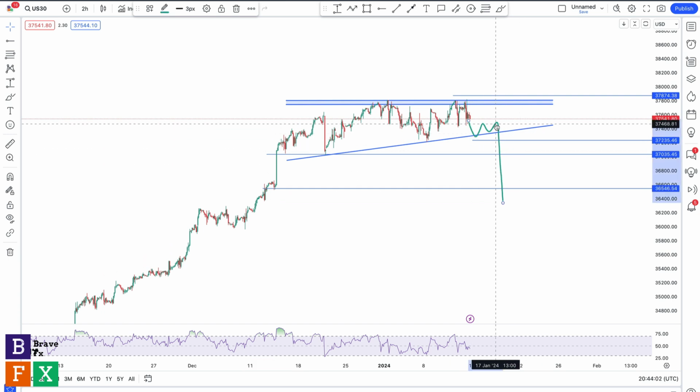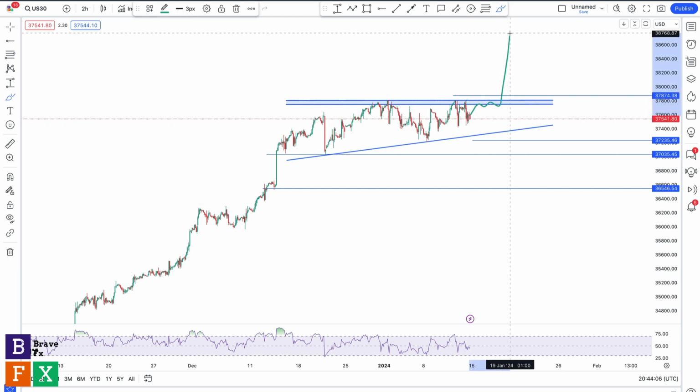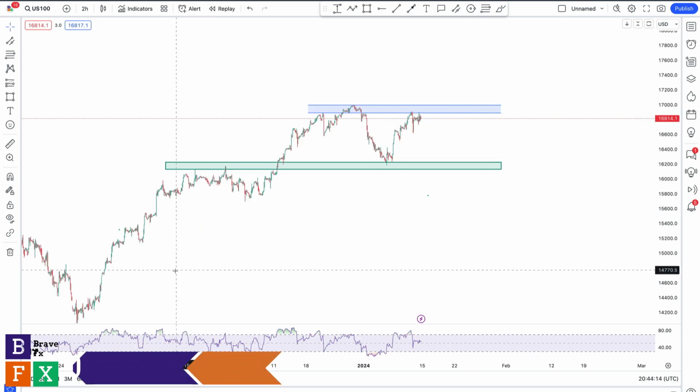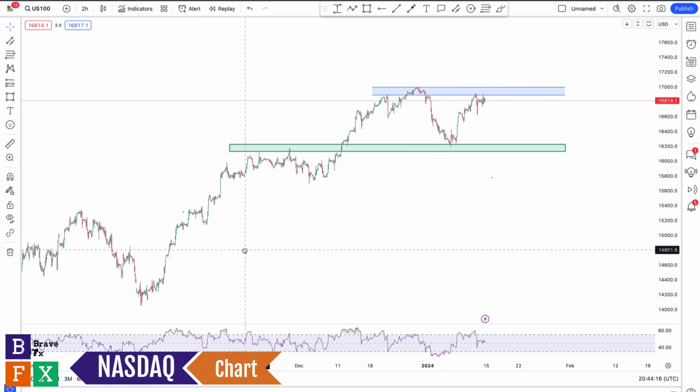Right, for a bullish case scenario, I'm simply going to go long if we take out the resistance level as I explained earlier. So that's it briefly for US30. Moving on, we're going to be talking about Nasdaq. This is also similar to what we have on US30. I'm not going to waste much time on this.